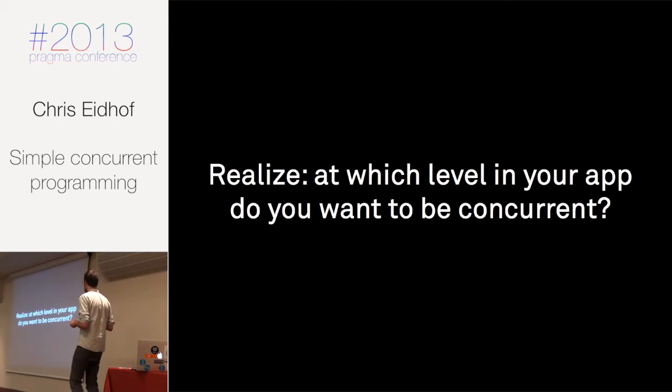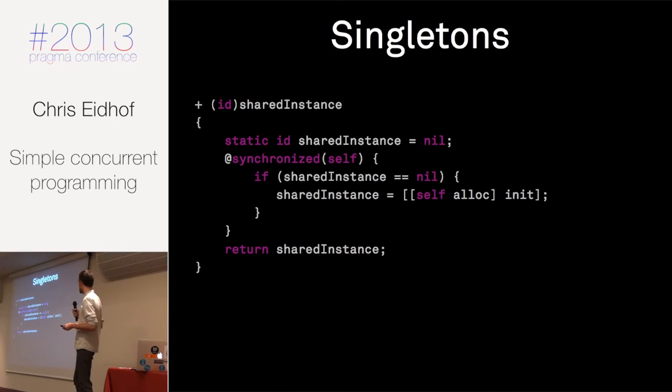So one more small thing with Grand Central Dispatch, now that we are talking about async stuff. This is how you used to write singletons. And you see again the synchronized. It uses synchronized self, and in this case, self is a class. And then you check if the shared instance is not nil, and you return the shared instance.